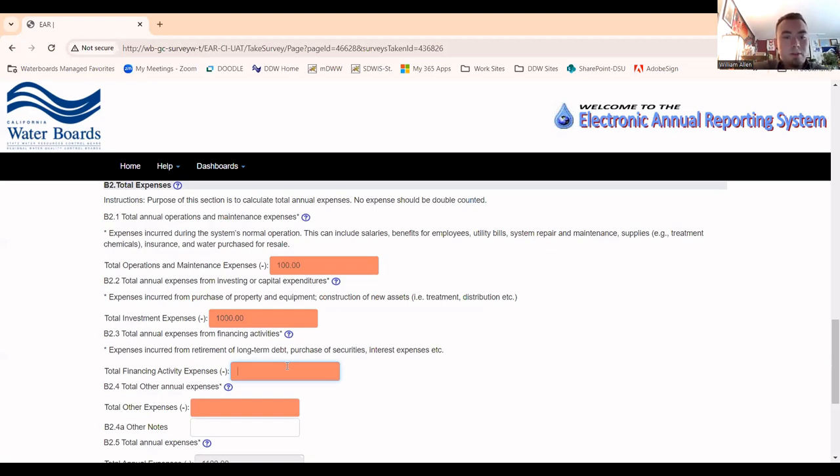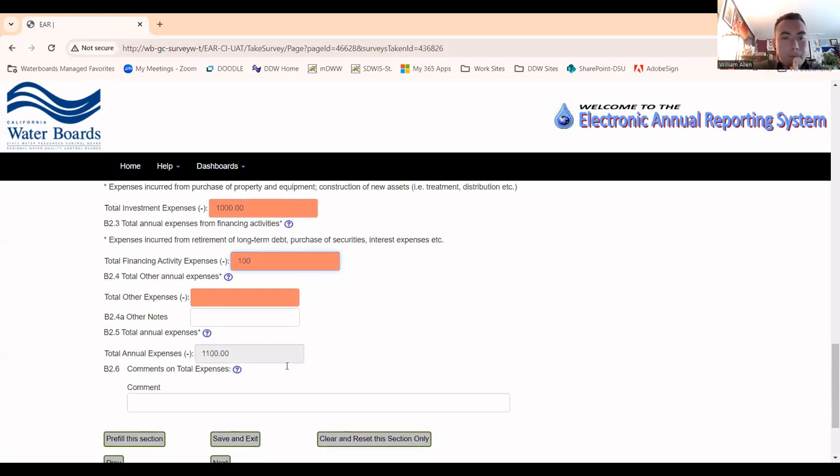Total financing activity expenses. I believe this one is related. Yeah, this one's related to long-term debt, purchases, and securities. I'm most familiar with 2.3. I think there's a good example, actually.